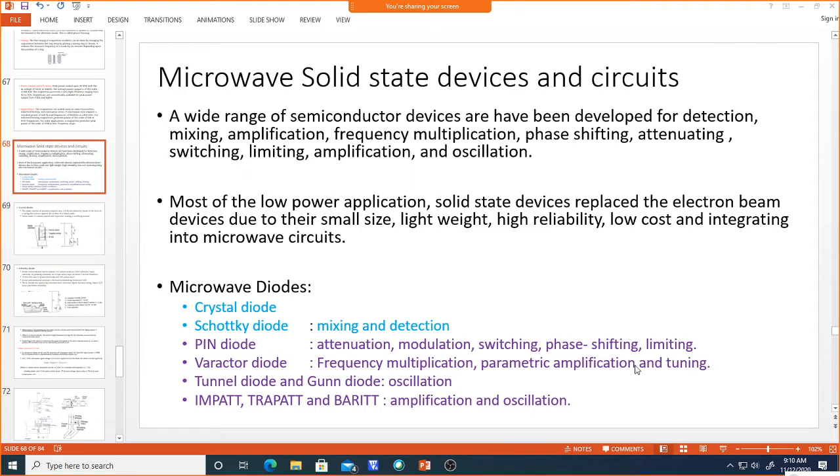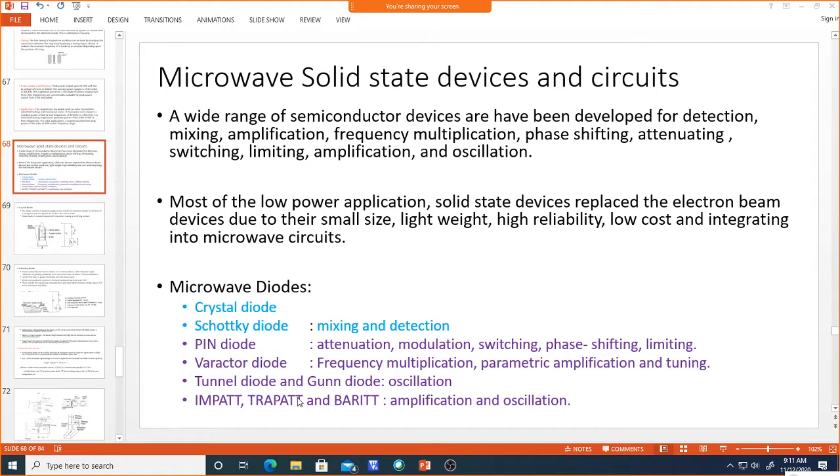And also limiting circuits. With the varactor diode, as I said, if you want to up convert or down convert, or if you want to multiply only particular frequencies, you can use the varactor diode for frequency multiplication. And also amplification, and tuning to the resonance frequency. If you want to tune, you can use the varactor diode.